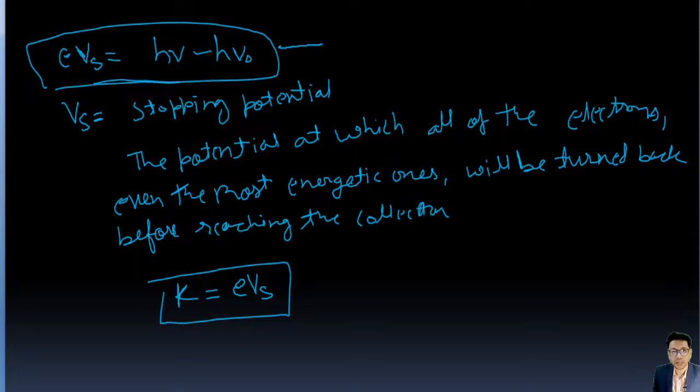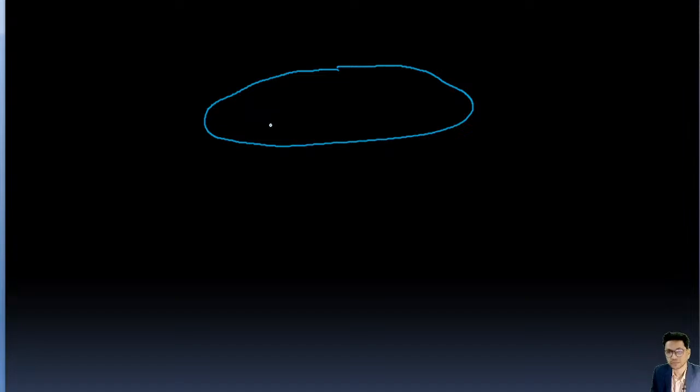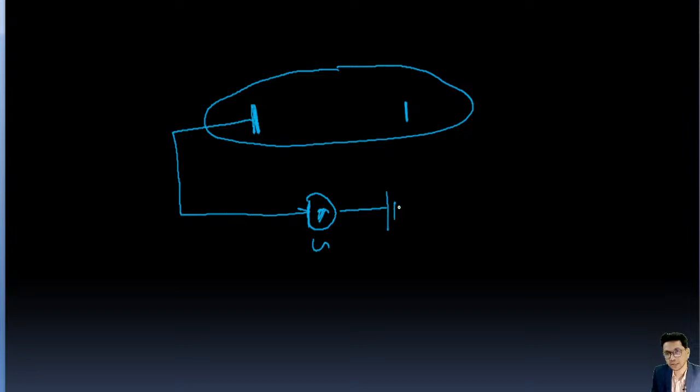I will give you just a brief idea so that it will be clear to you. This is an evacuated glass tube. This is a metal surface. This is the anode, and this is a galvanometer, where the photoelectric current is measured, and this is the varying potential.